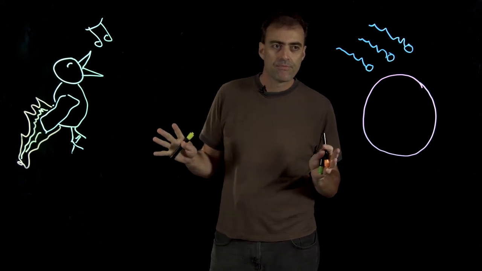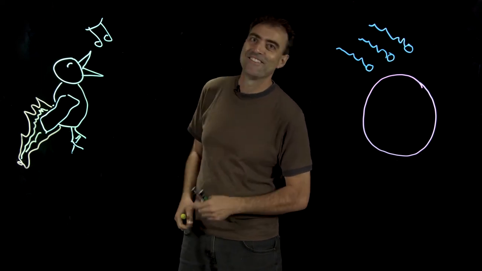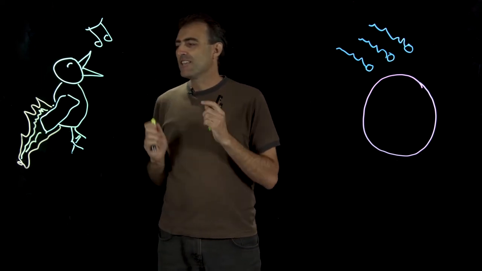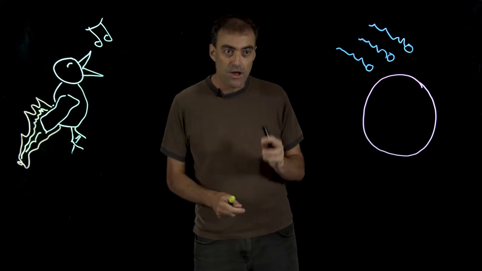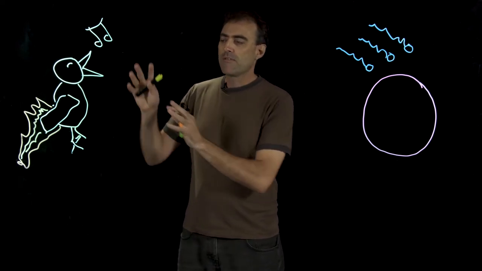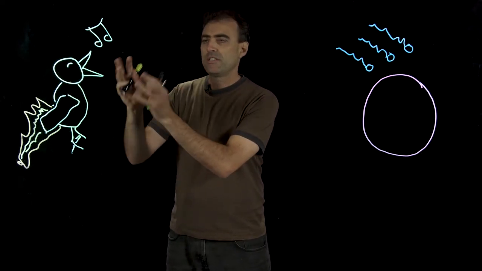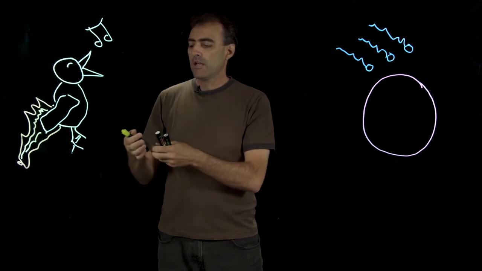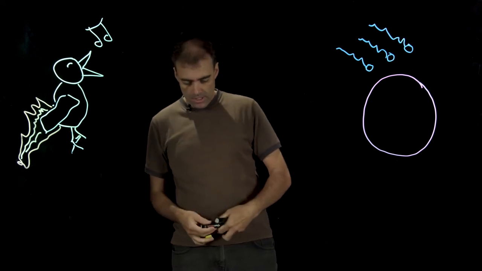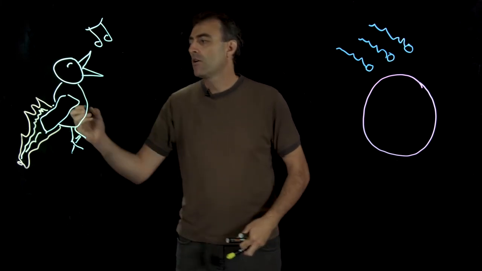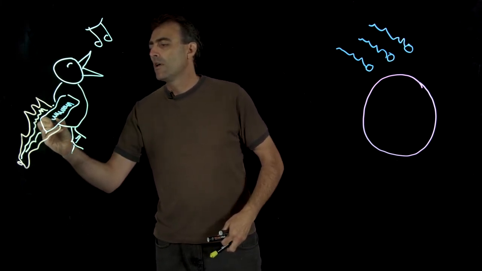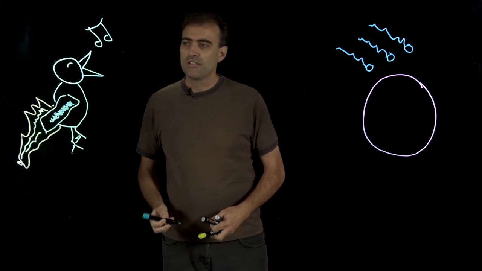Is it moving? It's not moving. Is it on fire? It's not on fire. So it's a tail. It's something to do with the male bird who is singing. And perhaps if I do a little bit of extra color on him. So it's flashy. That's exactly right.